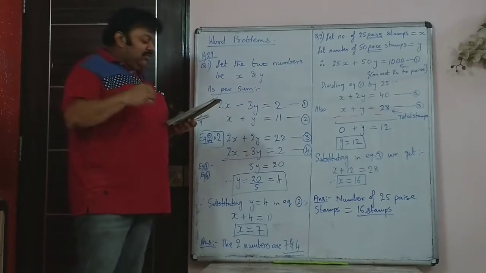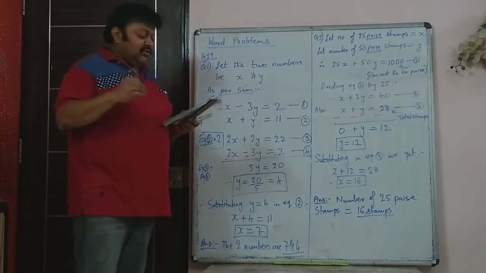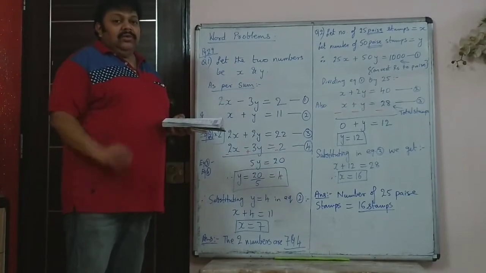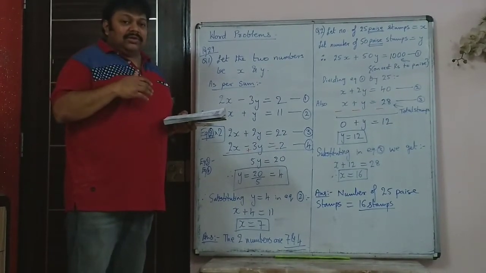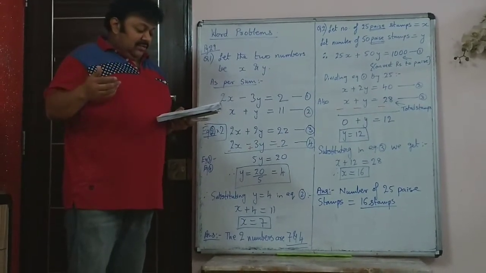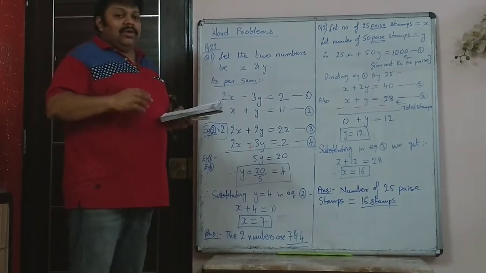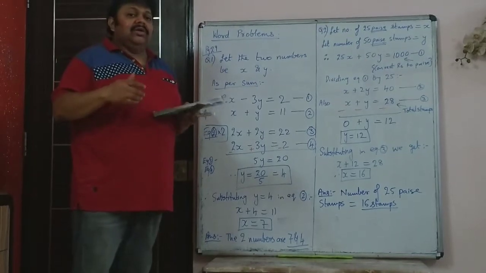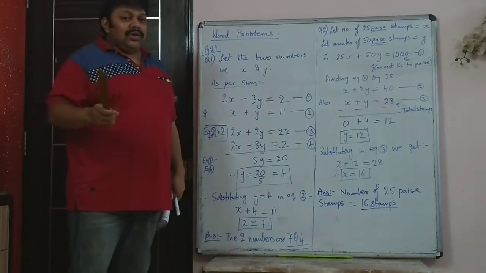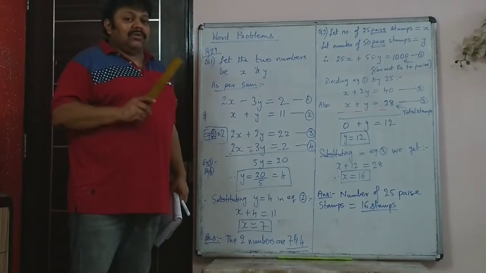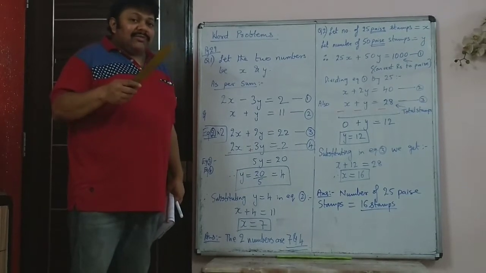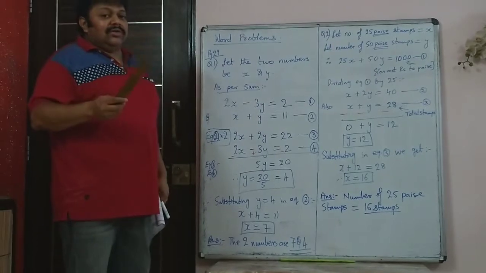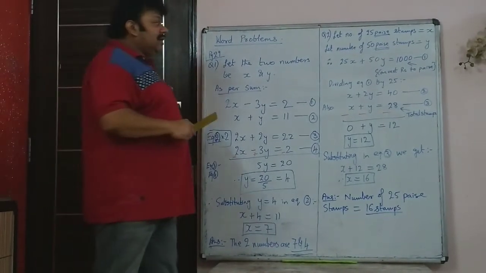A man buys postage stamps of denominations 25 paise and 50 paise for rupees 10. So some 25 paise stamps he bought and some 50 paise stamps he bought, and the total money he spent in buying those stamps is 10 rupees. So now first thing and the most common mistake is the stamps money is given in paise and the total amount is given in rupee. So that can't be the case.